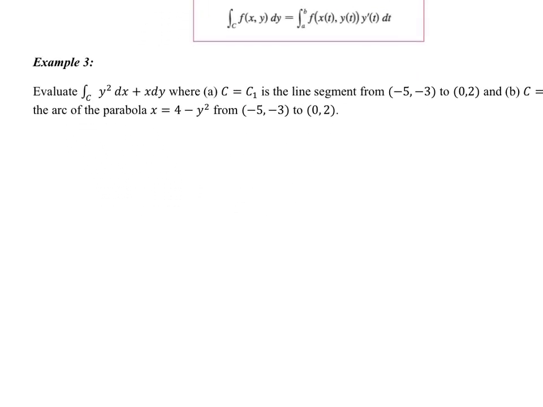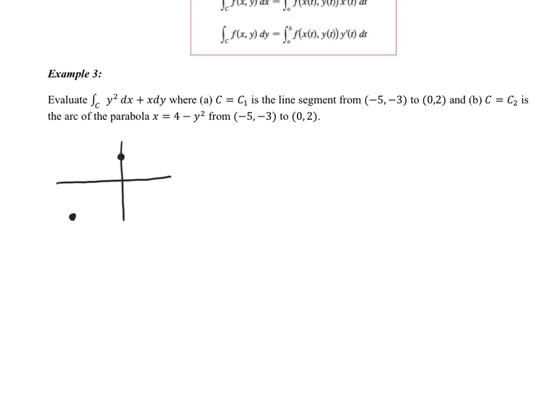Okay, so in this example, we're going to take a look at this line integral, and we're going to look at 2 points on a plane. So our 2 points are going to be (-5, -3), so maybe approximately here, and (0, 2), so maybe about there. And we're going to take 2 different paths to get between these 2 points.